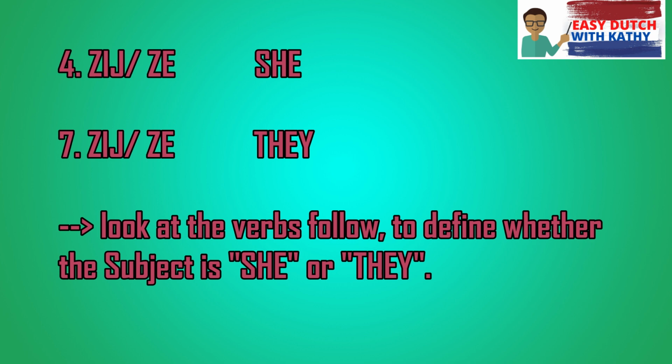As you may have seen, the pronouns for she, number 4, and they, number 7, are the same. Zij, ze, which may sometimes make you confused. Well, it is quite simple. If you want to define whether the subject is she or they, you just need to look at the verbs following the subjects. So if the verb after that is singular, the subject is definitely she. And if the verb is plural, the subject is for sure they.